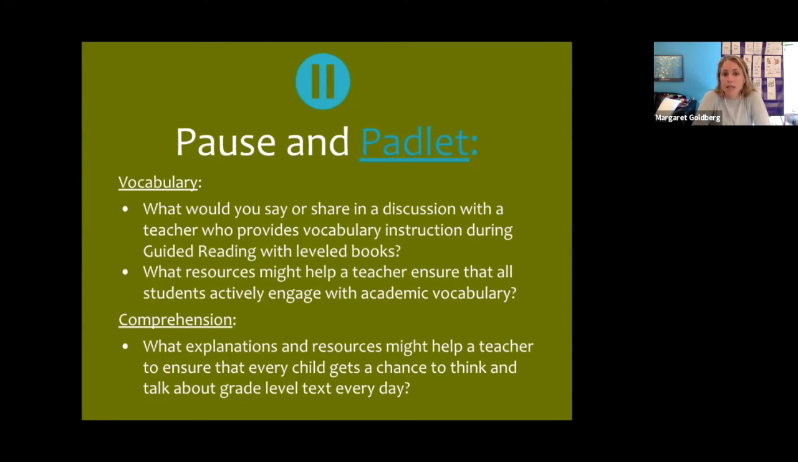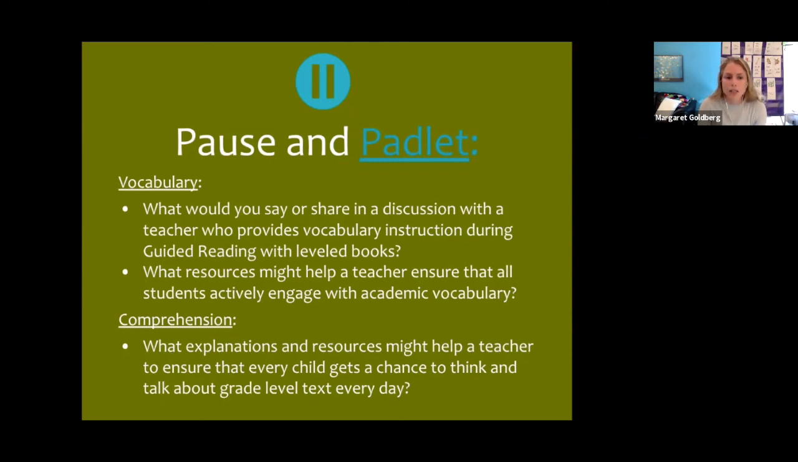The first topic is vocabulary. You're welcome to answer either of these questions. What would you say or share in a discussion with a teacher who provides vocabulary instruction during guided reading with leveled books? Or what resources might help a teacher ensure that all students actively engage with academic vocabulary?